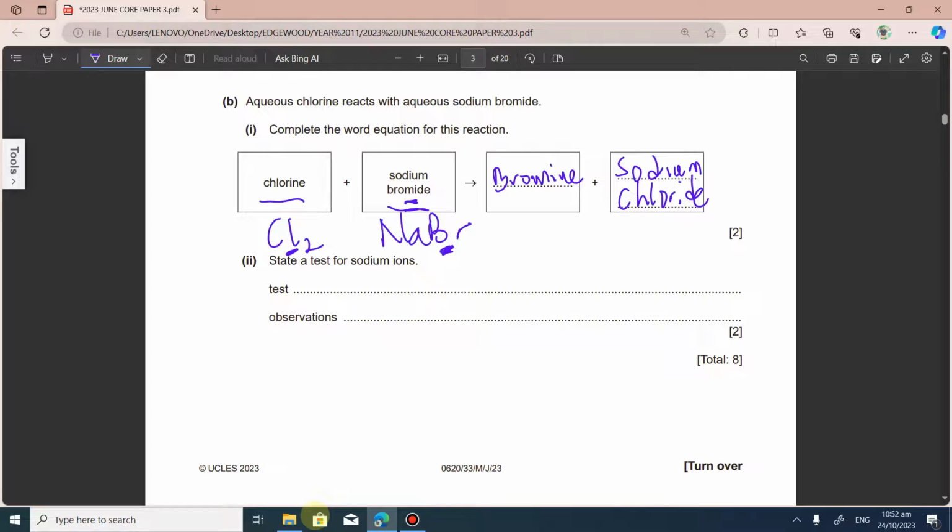Okay, the next question says state a test for sodium ions. Now this is still under experimental techniques and chemical analysis. For you to test cations, especially metal cations, the test is titled the flame test. So we use a non-luminous flame on the sodium metal, and what we observe is the non-luminous flame becomes yellow. So when you have a yellow flame observed, that should tell you that the metal contains sodium ion, or the metal is sodium.